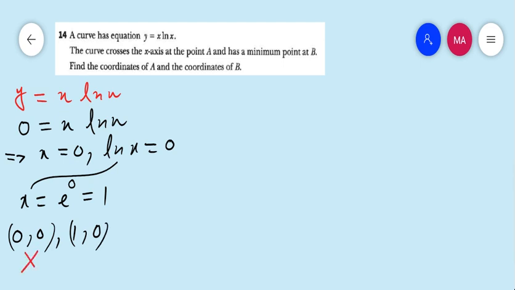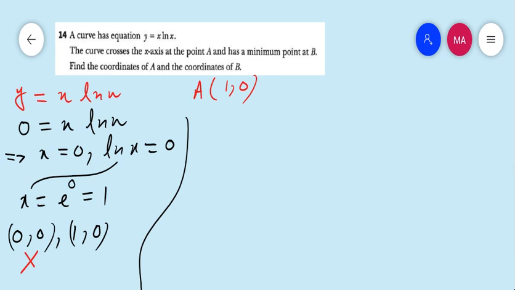but we have to reject this, because if we put 0, 0 in the given equation, y equals 0 means 0 equals x times ln 0, and ln 0 is undefined. Therefore, the coordinates of A are 1, 0. So the first requirement has been fulfilled. The coordinates of A have been found. The second is the minimum point at B.